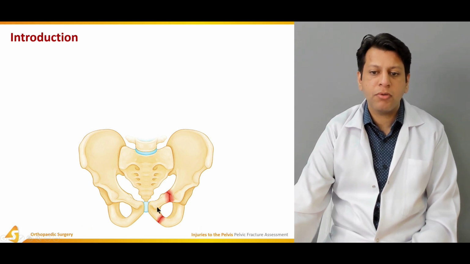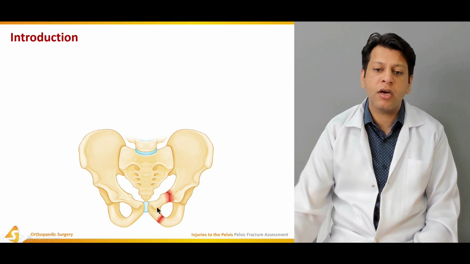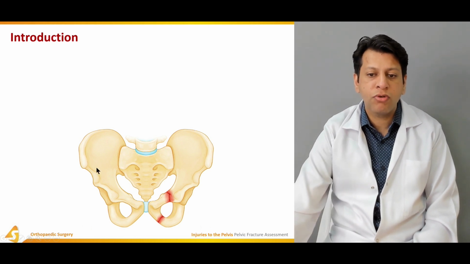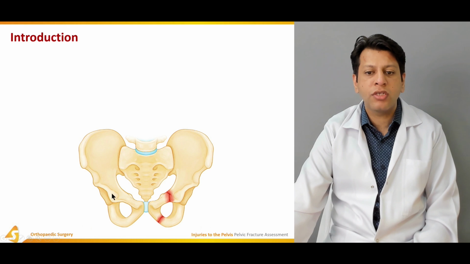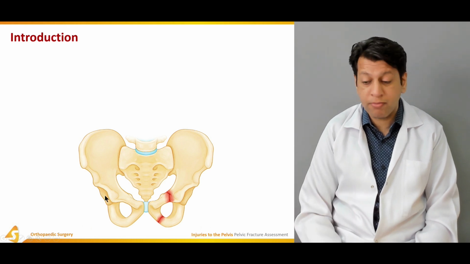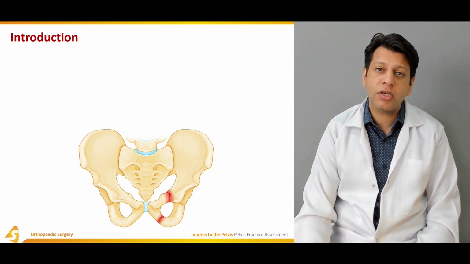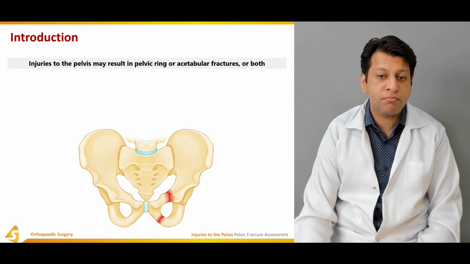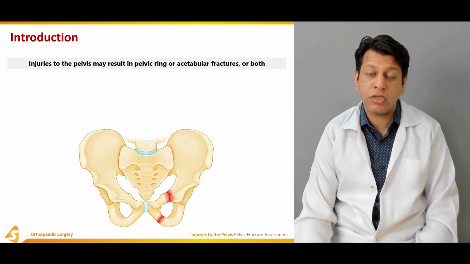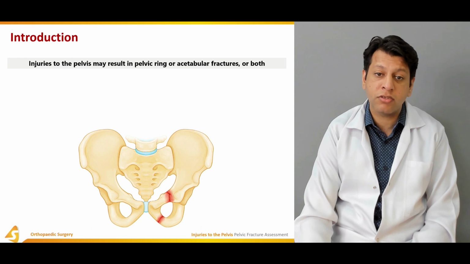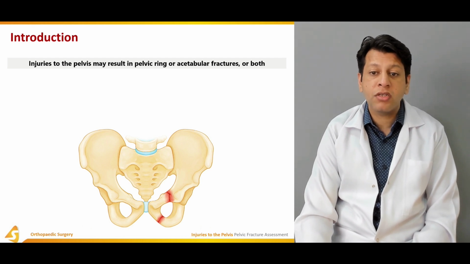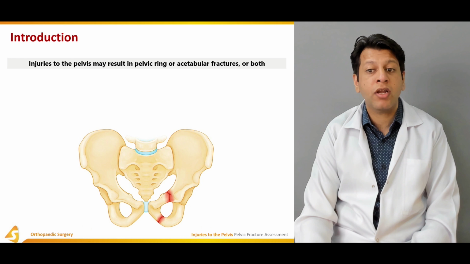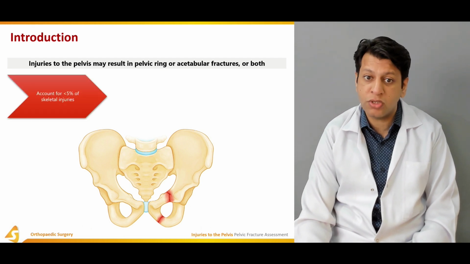Now, this may be associated with pelvic fractures, or the femoral head may lead to column or wall disruption, leading to acetabular fractures as well. So it is important that a patient may have a pelvic fracture or associated pelvic as well as acetabular fractures. So injuries to the pelvis may result in pelvic ring or acetabular fractures, or it could be both as well.